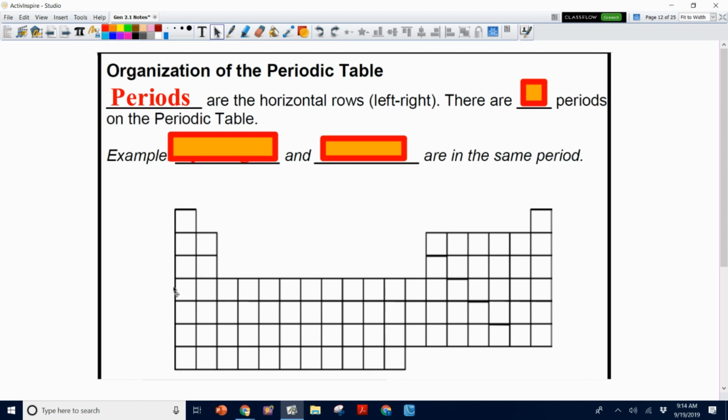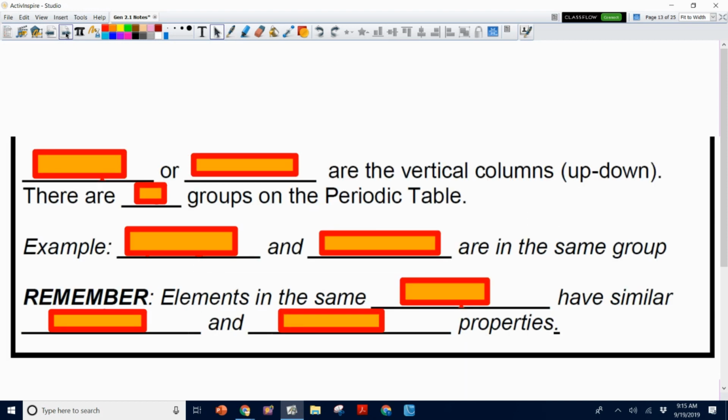Okay, and there are, how many periods do we count? 7 periods on the periodic table. All right, so an example would be 2 elements that are on the same period. You might not have picked these 2, but hydrogen and helium. So hydrogen's number 1 and helium's number 2. They are on the same period. So periods go across horizontal rows on the periodic table.